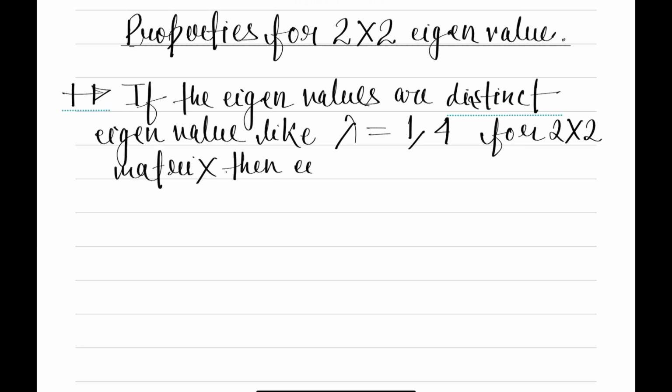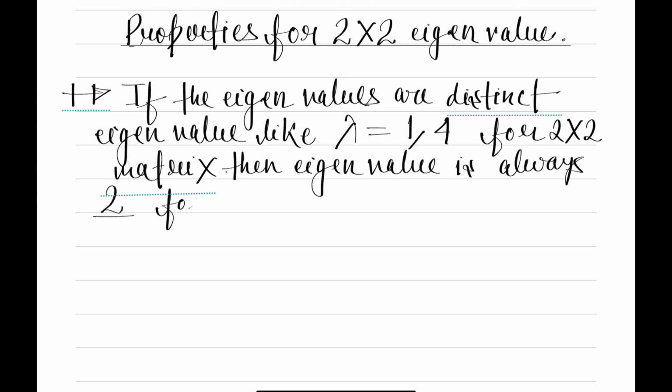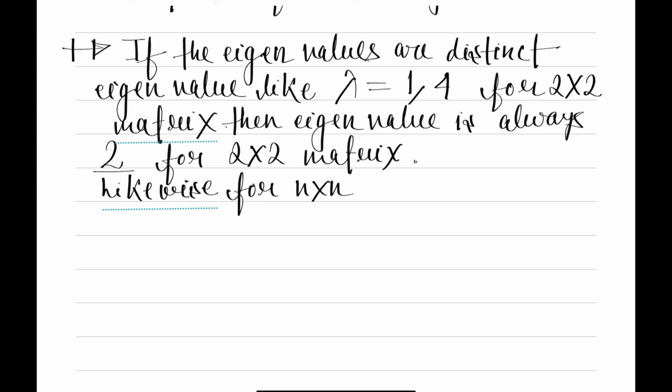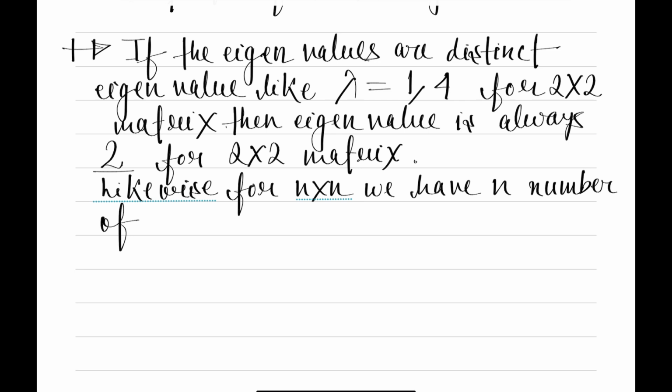then the number of eigenvalues is always 2 for a 2x2 matrix. So it cannot be 3 or 4. Likewise for n cross n, we have n number of eigenvalues.